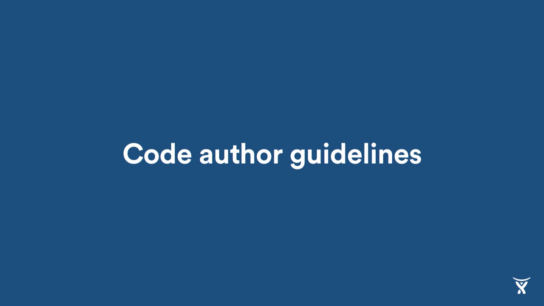So as a code author, you want your changes to get deployed to production as soon as possible. You don't want them to just be sitting unused and accumulating merge conflicts. So what are some things you can do to make that happen?